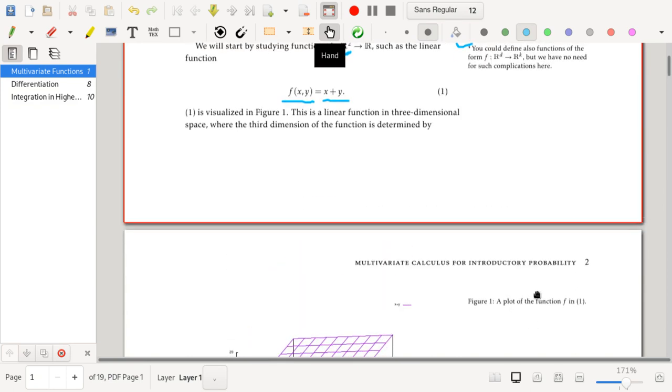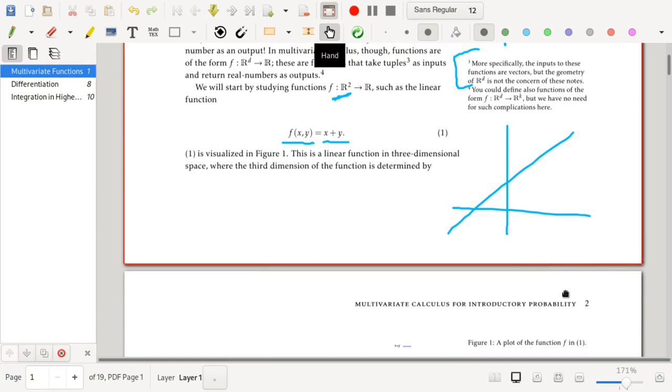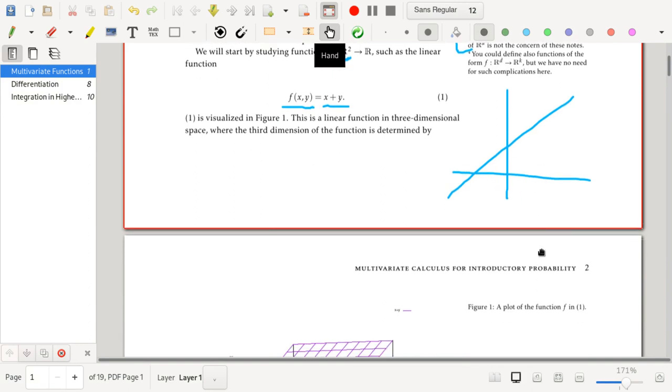All right, you're probably familiar with linear functions in one dimension. A linear function in one dimension looks like this. It's a line. All right, so nothing too exciting about this, although linear functions in mathematics are extremely important, and mathematicians spend a long time thinking about linear stuff.